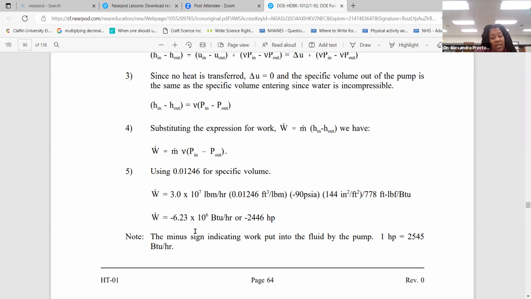So work is equal to negative 6.23 times 10 to the 6 BTU per hour, or negative 2,446 horsepower. The minus sign indicates work put into the fluid by the pump. And they give you this conversion factor for conversion between horsepower and BTU per hour. They give you that conversion factor again, which was aforementioned in some of the earlier text.